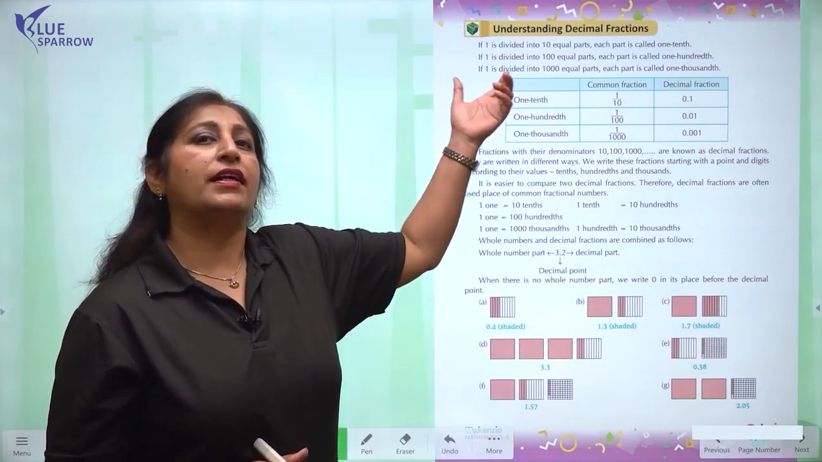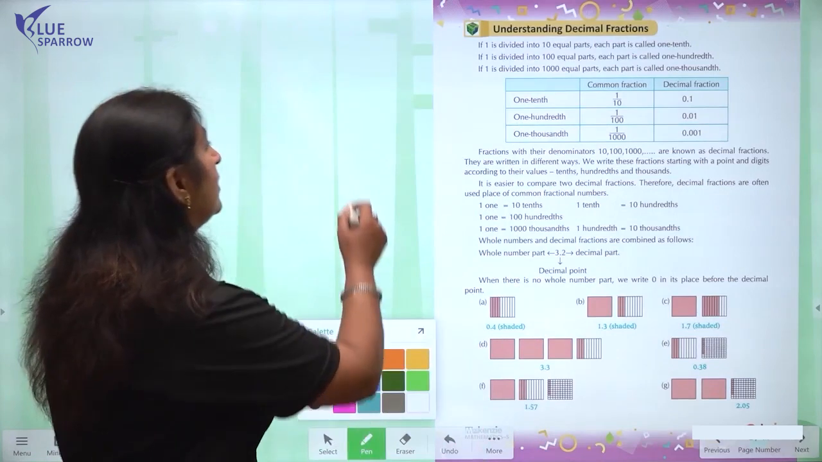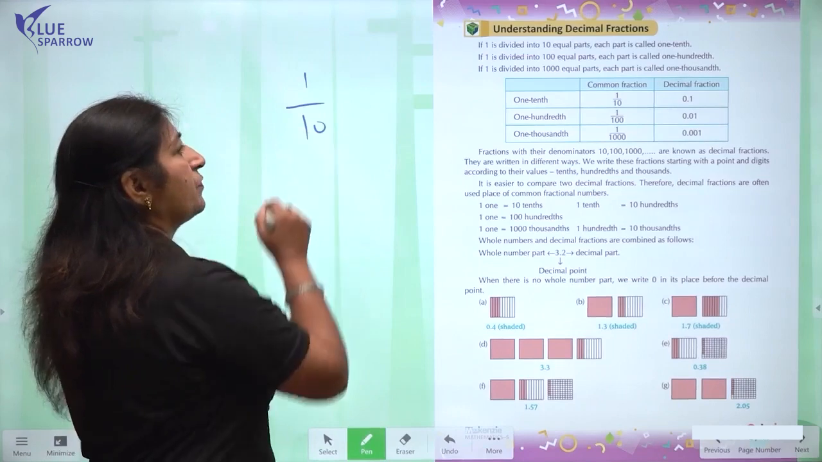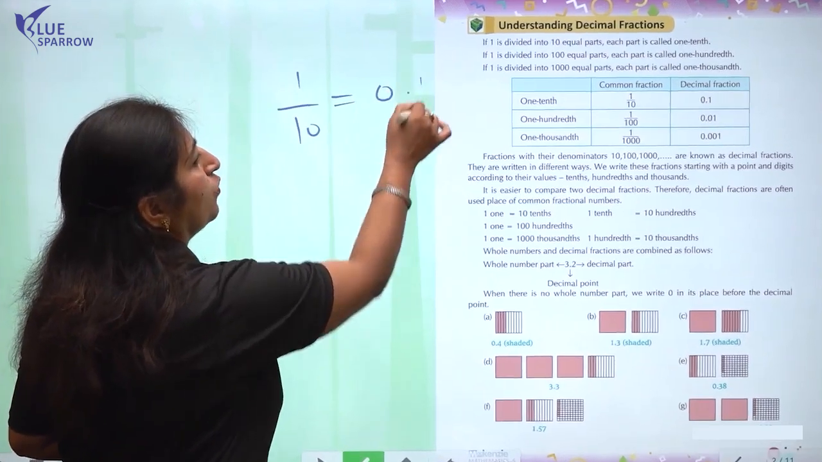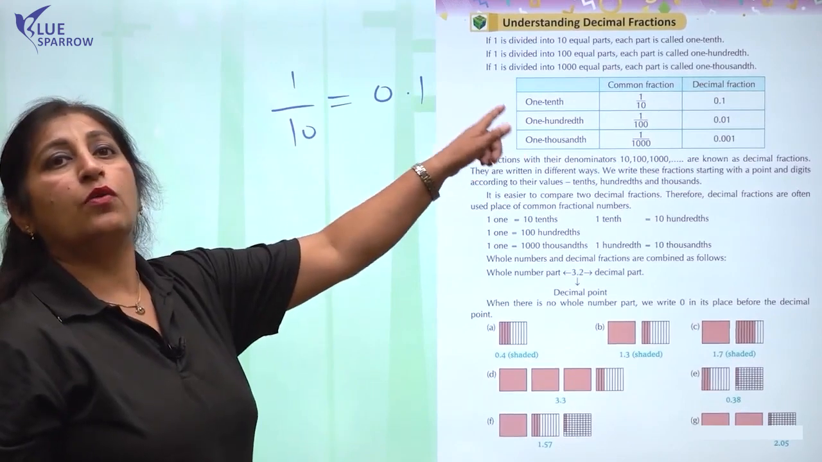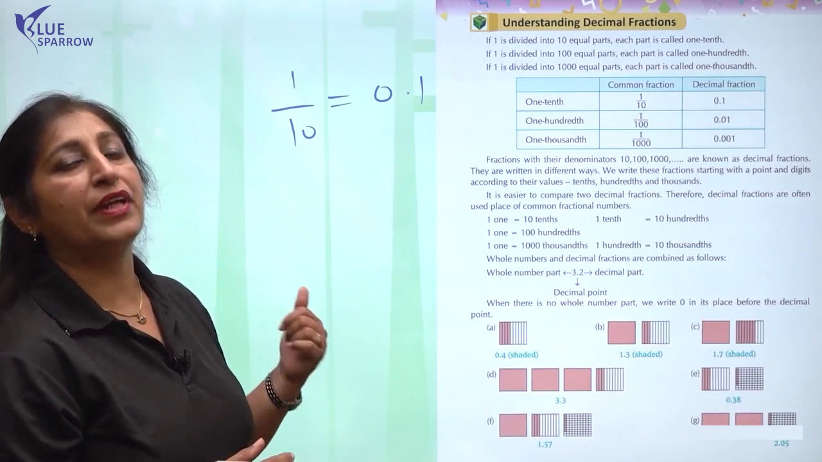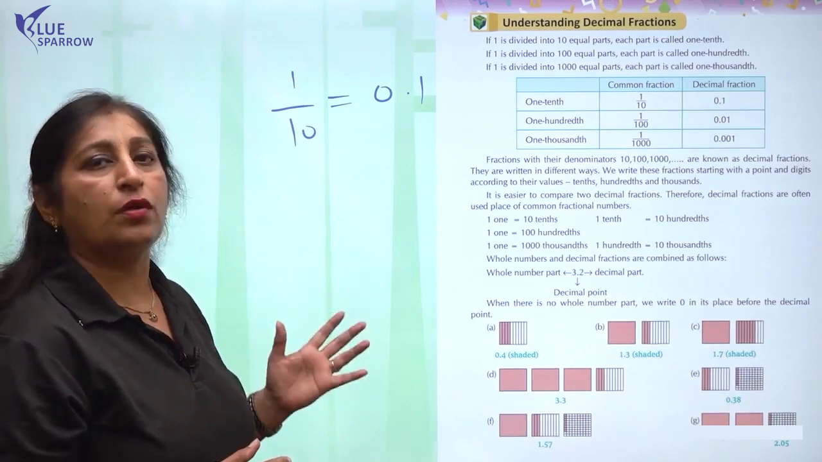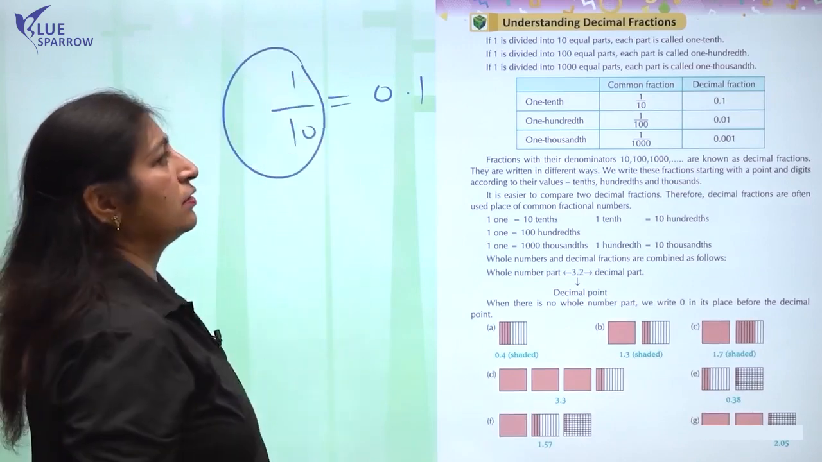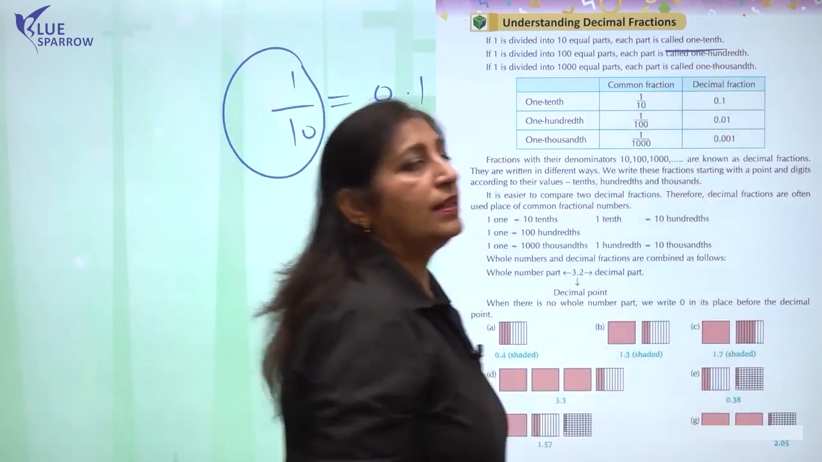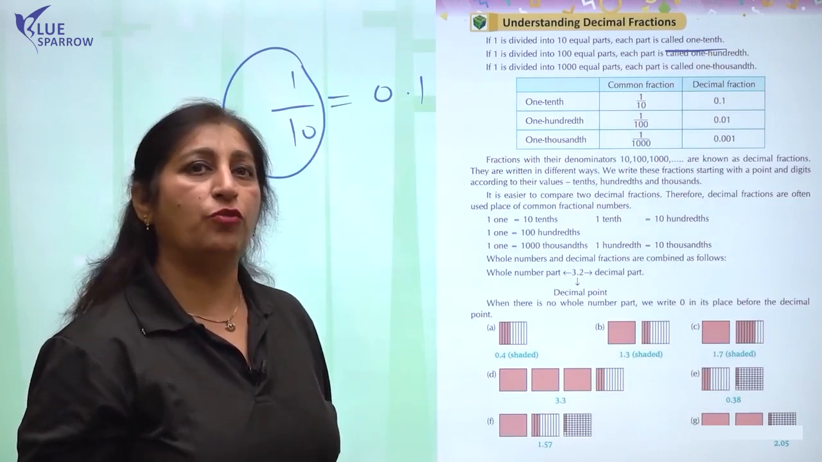If 1 is divided by 10, then in common fraction it is written as 1 upon 10. And in decimal fraction you can write it as 0.1. It is called 1/10th. It means we are just taking one part out of 10. So when we talk about one part out of 10, we can say it is 1/10th, and in decimal fraction it can be represented as 0.1.